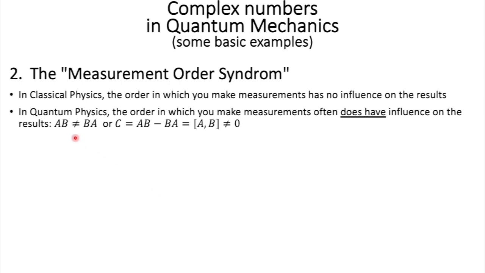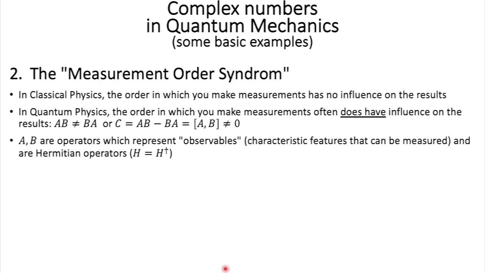We say that by stating AB is different from BA, or if you define C as being equal to AB minus BA, which is called a commutator here, well, quite often the commutator is not equal to 0. The commutator is a fundamental math object in quantum physics, because it determines whether two observables can be measured while in the same state. And this allows, for instance, to derive the Heisenberg uncertainty principle.